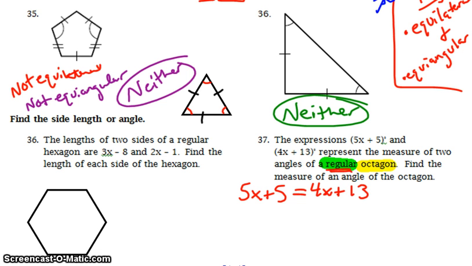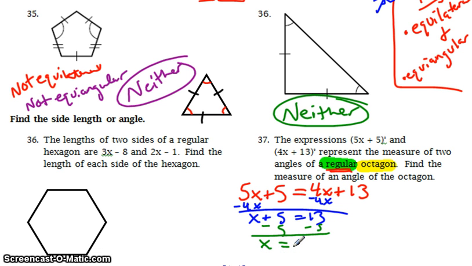So let's solve this. I'm going to subtract 4x from both sides. So x plus 5 is going to equal 13. And then I'm going to subtract 5 from both sides. And that is going to give me 8. So x is 8. Is that my answer?